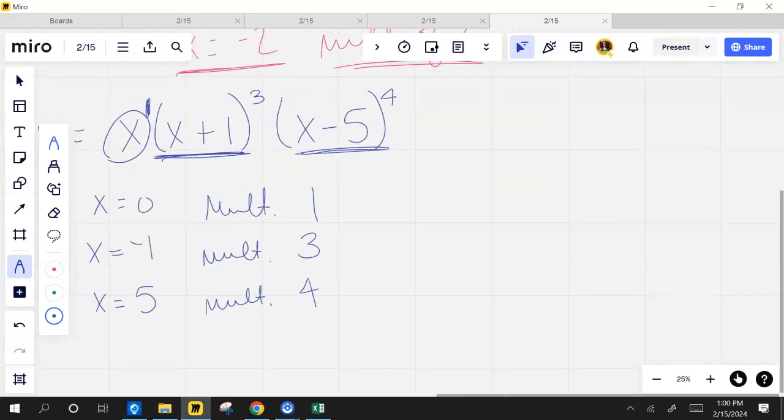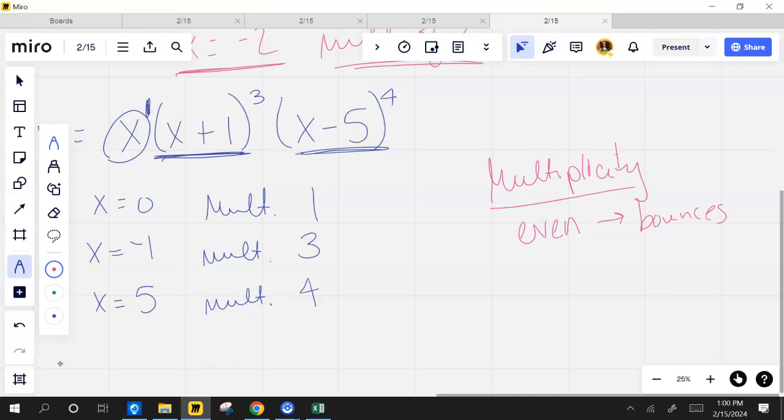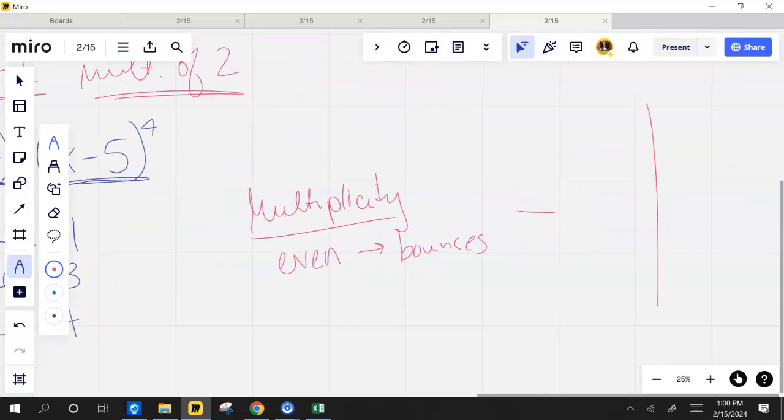Okay, so the multiplicity, what does it tell us? It tells us what the graph is doing at that point. If your multiplicity is even, what does that tell us about the graph? It bounces, right? It touches the x-axis and bounces back off. So think about a quadratic whose vertex sits on the x-axis. That would have an even multiplicity.